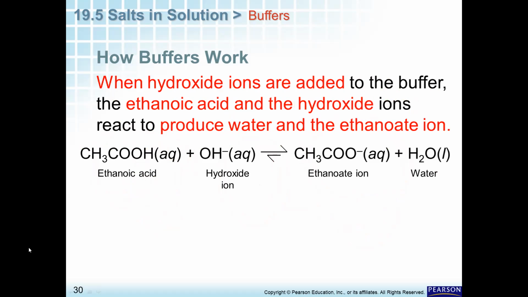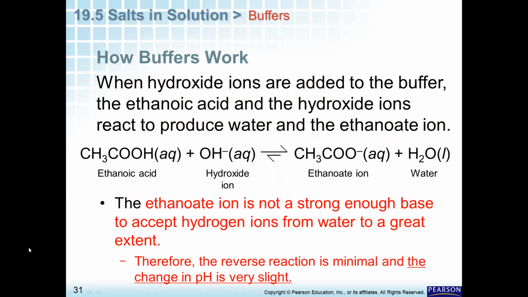If you add a hydroxide ion, it will react with the acid and that will produce ethanoate. Ethanoate is a weak conjugate base, and that's why it's not going to change the pH. Ethanoate is not a strong enough base to accept the hydrogen ion from the water. Therefore, the reverse reaction is minimal and the change in the pH is very slight.